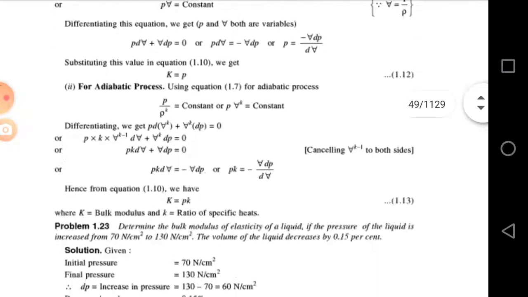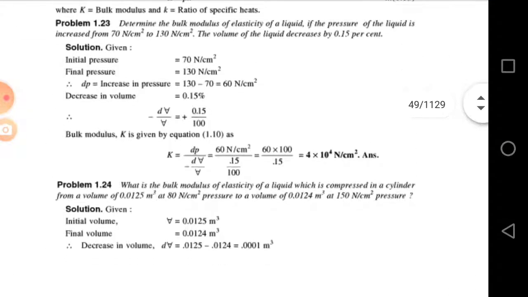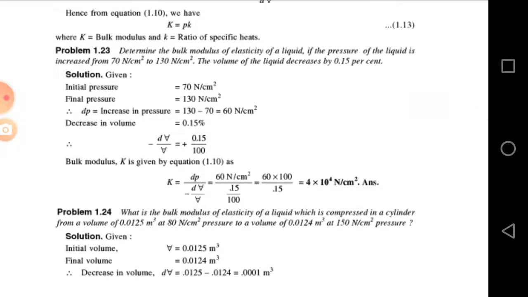Okay, and we'll see some of the problems here. Determine the bulk modulus of elasticity of a liquid if the pressure of the liquid is increased from 70 Newton per centimeter square to 130 Newton per centimeter square, the volume of the liquid decreases by 0.15%.